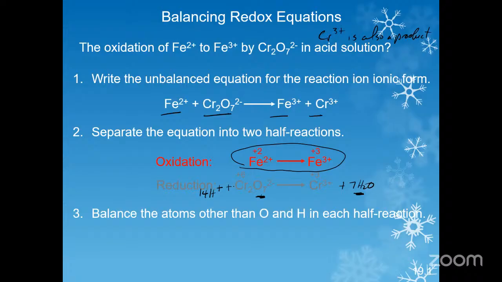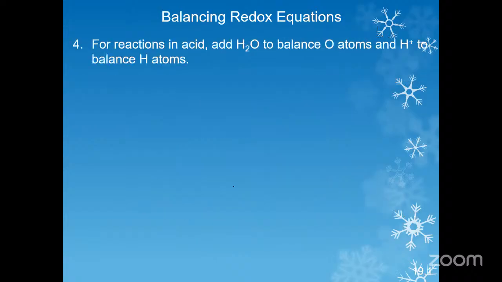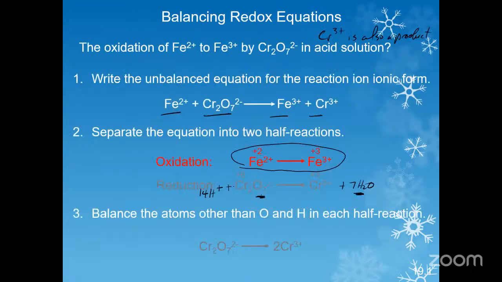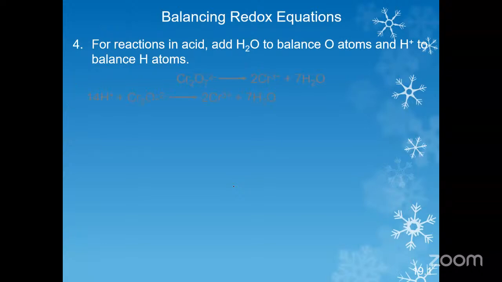All right, so basically, what I just described is right here. We have the 14 hydrogens here, 14 hydrogens here, we have 7 oxygens here, we have 7 oxygens. So the hydrogens and the oxygens are now balanced, right?